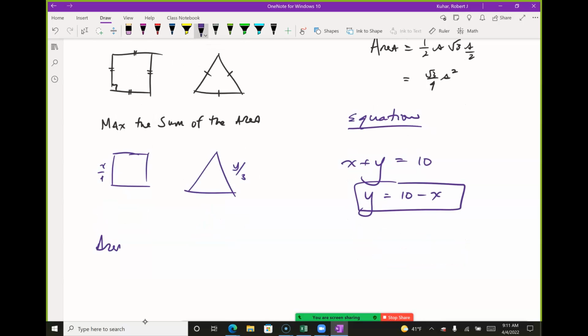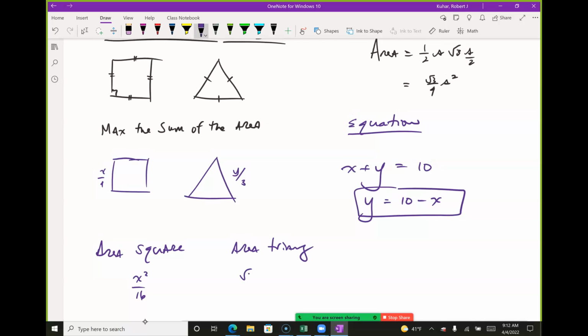I know the area of the square is side times side, is side squared, right? So that's x squared over 16. The area of the triangle is going to be rad 3 over 4 times y over 3 squared. So that is rad 3 over 36 times y squared.